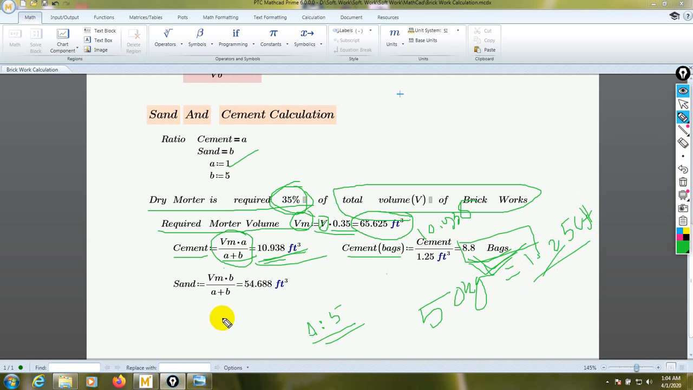After that we'll go for sand. For sand, total volume of dry mortar into the ratio of sand, 5, divided by A plus B, the summation of the total ratio, which is 6, so 5 on 6, and we'll find that value. So in this way we can find our brick, sand and cement for brick work.